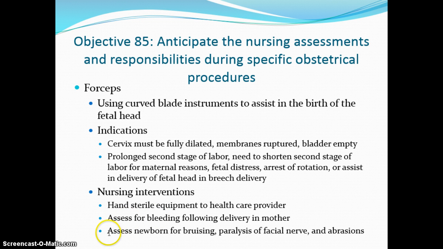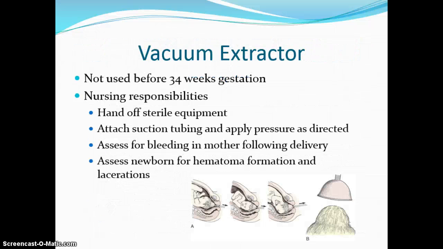And then watching that newborn for facial paralysis, any abrasions, bruisings, and it's very common to see some bruising along the side of the head of the baby. You can look at 19.8, that figure in your book, and you'll see a little more information about that. Vacuum extractor is really probably what you're going to be seeing utilized much more so than forceps.